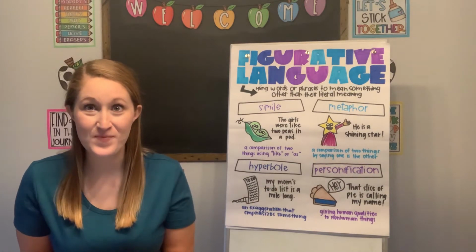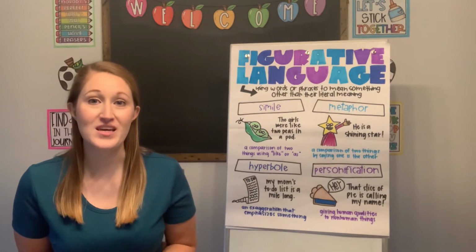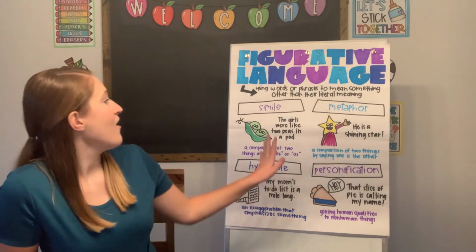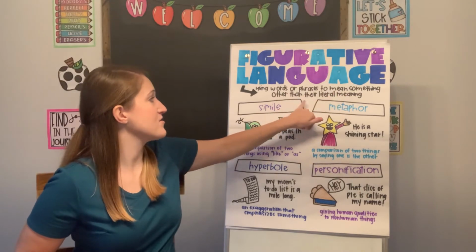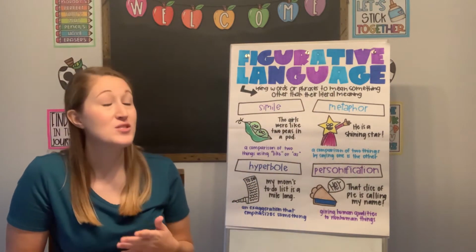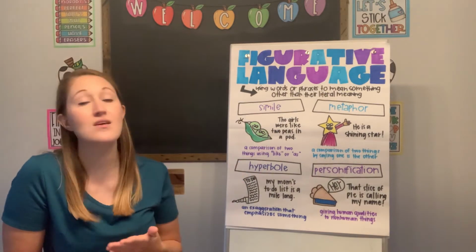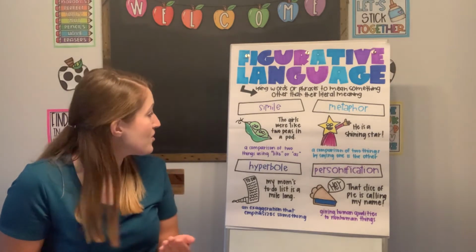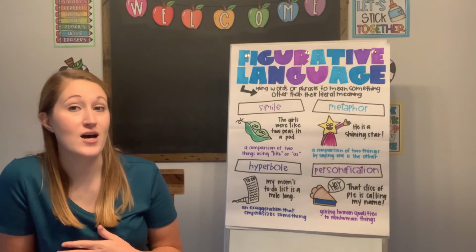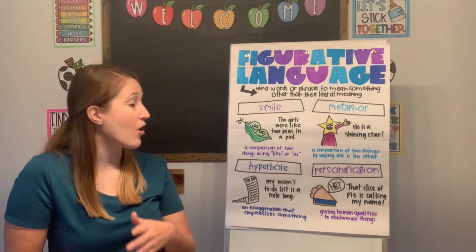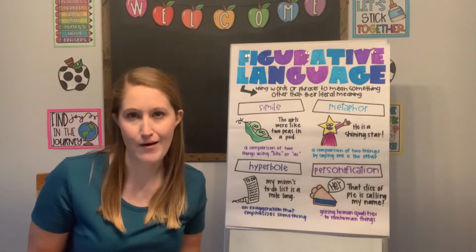So let's get started. This week we are starting all of our warm-ups by learning about a new piece of figurative language. Figurative language is using words or phrases to mean something other than their literal meaning. Yesterday we learned about similes, and those are comparisons of two things using like or as. An example: the girls were like two peas in a pod. Today we're going to talk about metaphors.